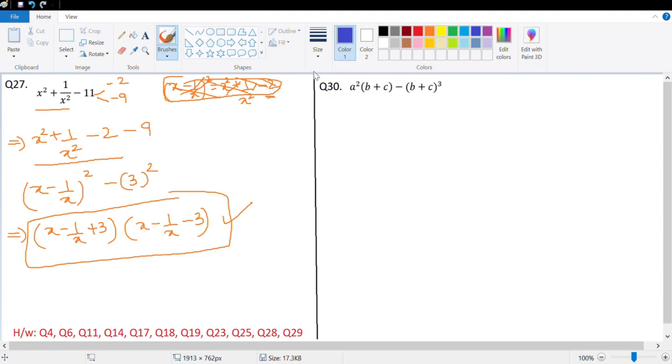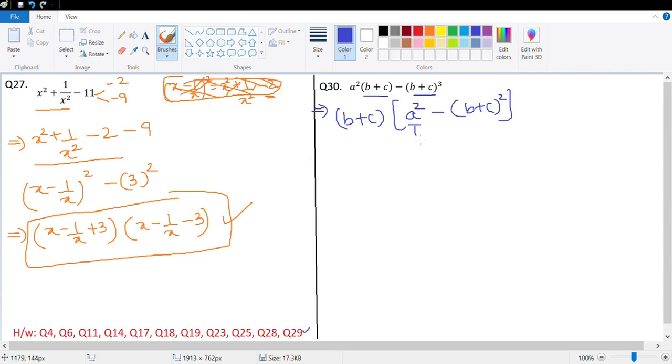That brings me to the last question that I do with you. I have already written a couple of homework questions here. You should solve them on your own. I notice b plus c is common in both the first term and the second term. So let's take b plus c common. What remains from the first term is a square. What remains from the second term is b plus c the whole square. There's b plus c whole cube. So I have taken one b plus c out, which means b plus c square remains.